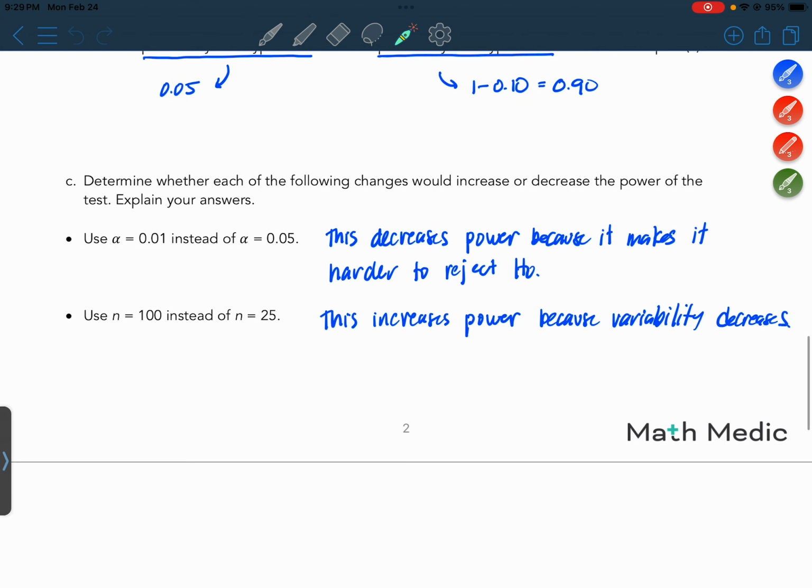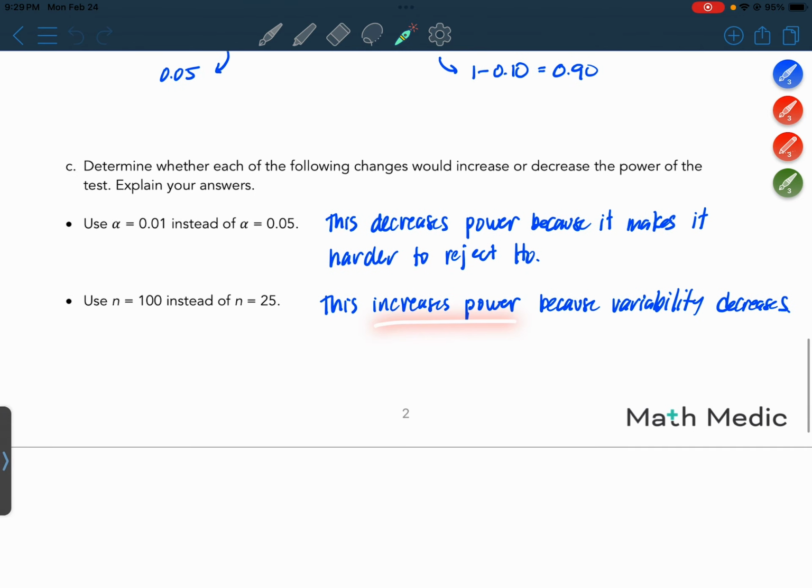All right, increasing the sample size to 100 instead of 25. Well, think about it. More data means better decision making. So now you should have more power because you've got more information. Information is power. So that increases the power. You could also argue that the variability decreases, so now there's less overlap between the distributions.